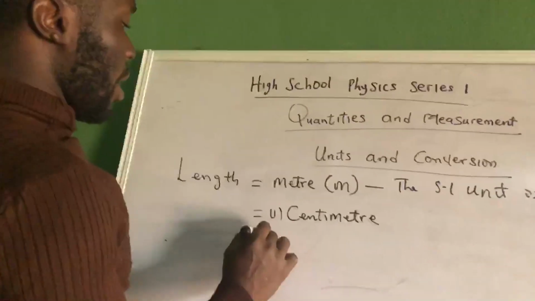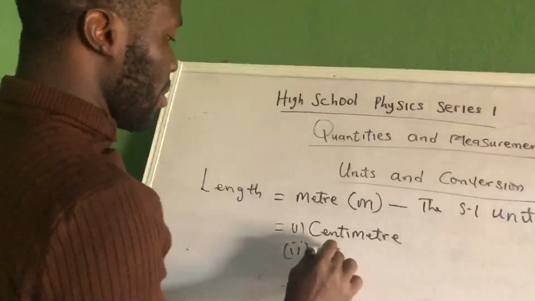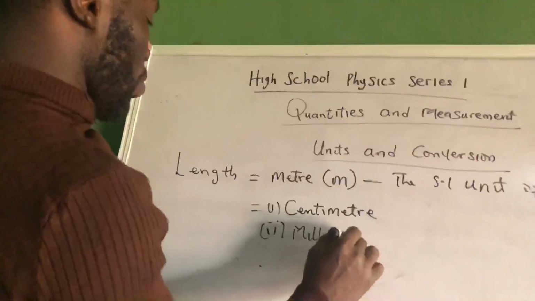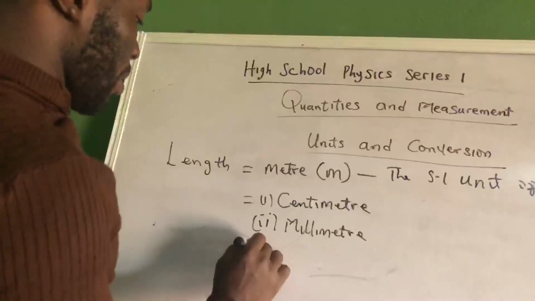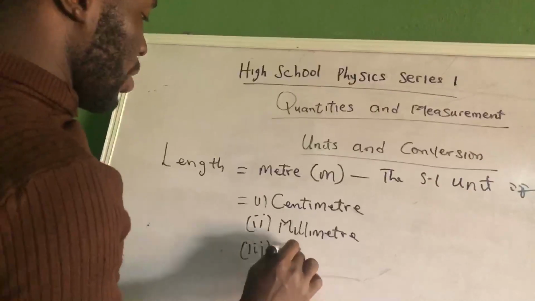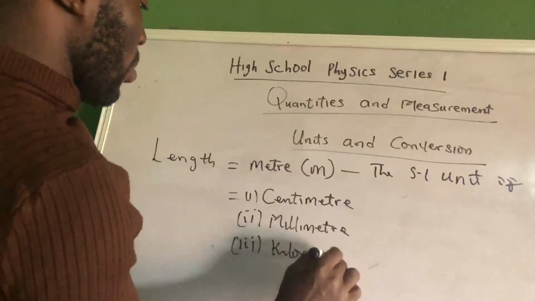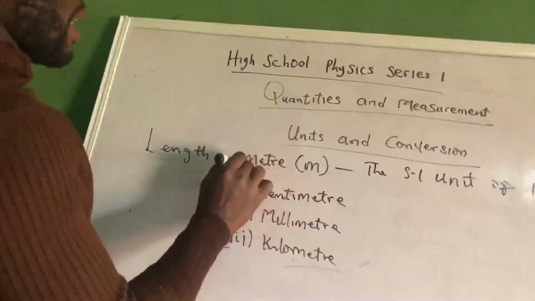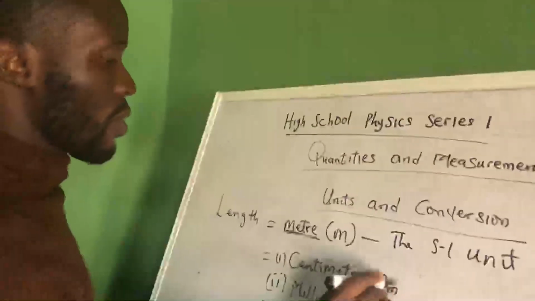Then millimeter. Millimeter is also a unit of length. And third, kilometer is also a unit of length. But the important unit of length is the meter. That's the SI unit. In fact, at this junction, in any exam you do, you must convert to meter. Now, centimeter, the short form is cm.